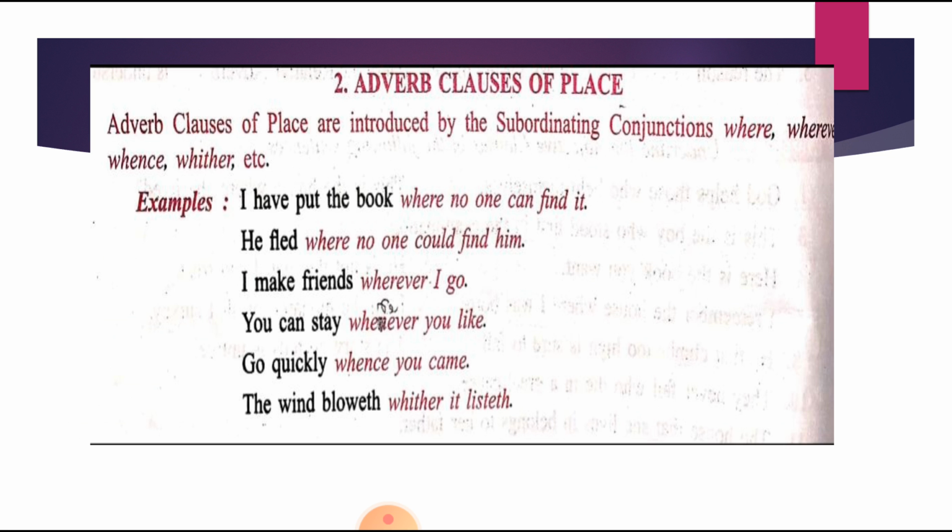I have put the book where no one can find it. He hid where no one could find him. I make friends wherever I go. You can stay wherever you like. Go quickly whence you came. And the wind bloweth whither it listeth. In all these sentences you can see they tell us about the place. That is the adverb clause of place, and it has been introduced by subordinating conjunctions.